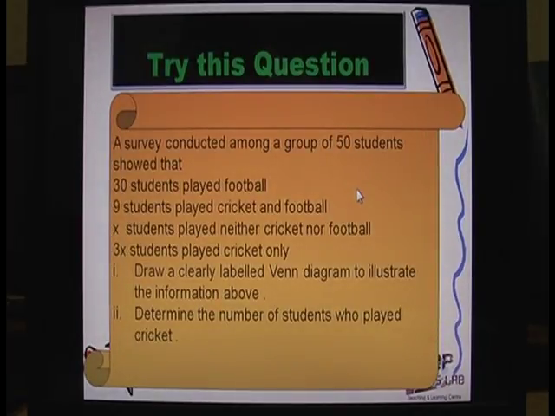Try this question, and you know the routine. It says what? A survey conducted among a group of 50 students showed that 30 students played football, 9 students played cricket and football, X students played neither cricket nor football, 3X students played cricket only. 1. Draw a clearly labeled Venn diagram to illustrate the information above, and 2. Determine the number of students who played cricket. So, pause your video and try this question.